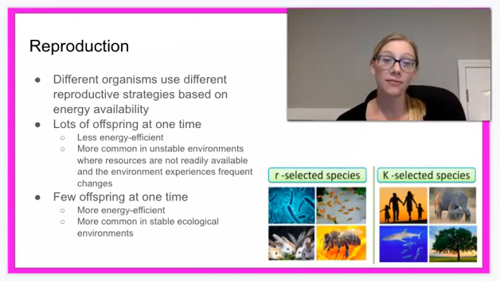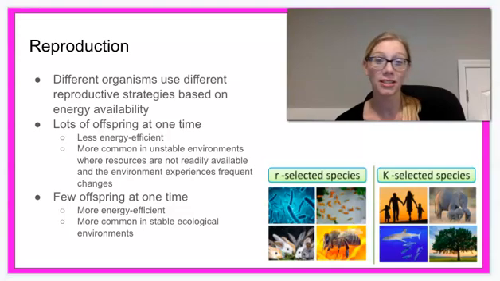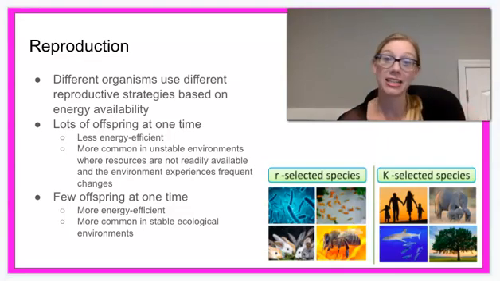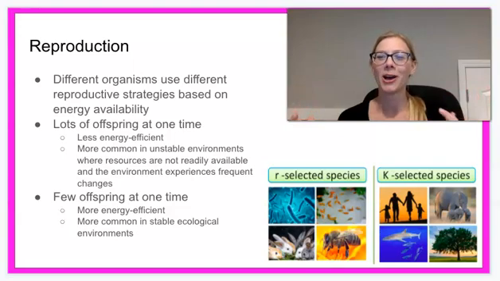Reproduction. Okay, so different organisms use reproductive strategies based on the energy that's available to them. And there's kind of two different ways in which we see organisms reproduce, okay? They can have lots of offspring at one time. Typically, this is less energy efficient, and it's more common in environments that are sort of unstable, where resources are not always readily available. And it might experience frequent changes. So things like rabbits, fish, maybe bees, bacteria, all good examples of lots of offspring at one time, right? In hopes that they survive.